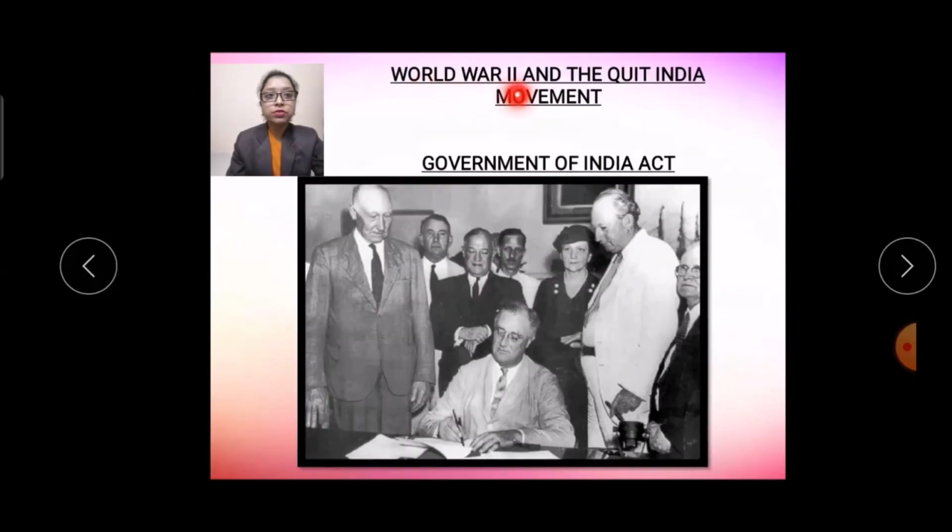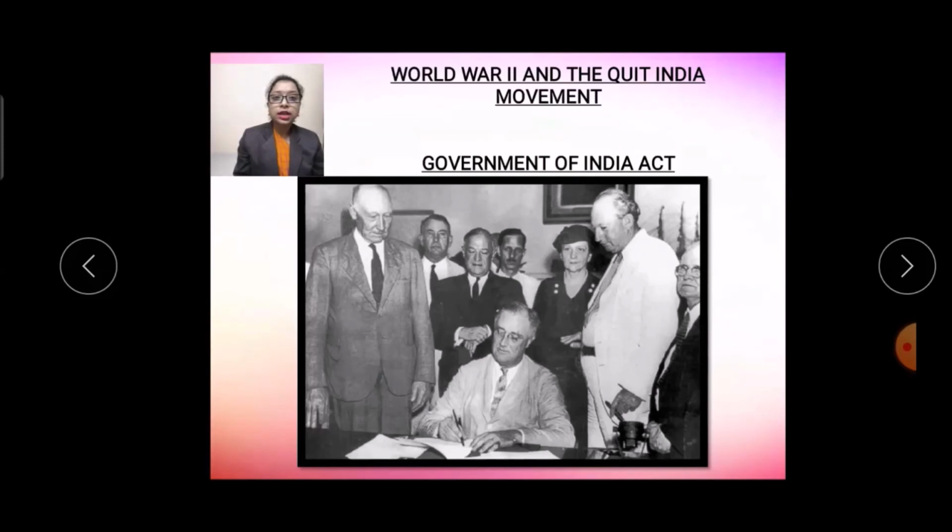So this is our next topic, World War II and the Quit India movement. Now what did the British do to stop the movement? The British arrested tens of thousands of people but could not crush the movement. And finally they were forced to introduce reforms. So finally the British were forced to bring improvement, and in 1935 they passed the Government of India Act. Here you can see they passed the Government of India Act in 1935.